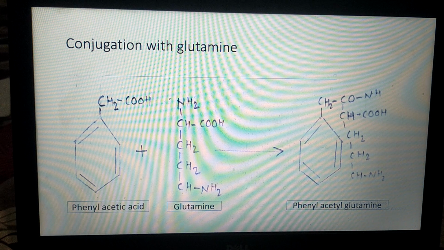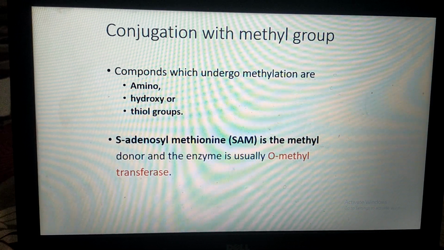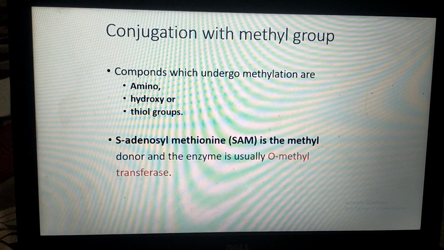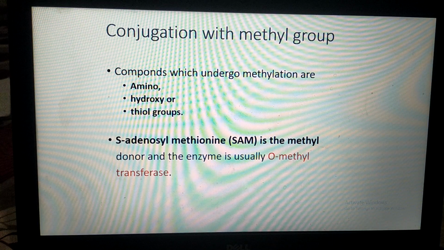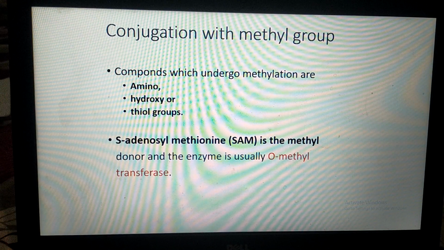Now the next example of detoxification by conjugation is through the methyl group. The methyl group can be used for detoxification of an amino group, hydroxyl group or thiol group. And as I have told you, the methyl group does not participate on its own. S-adenosyl methionine, also called active methionine, because it participates in the reaction, acts as a donor of the methyl group, and O-methyl transferase is the enzyme which transfers the methyl group from SAM to the xenobiotic.